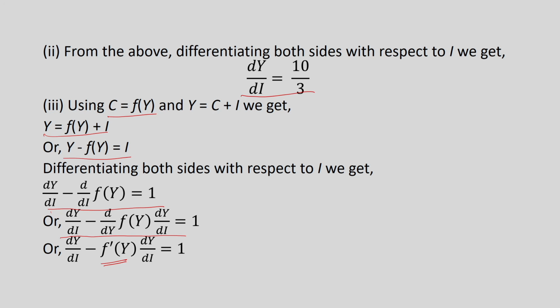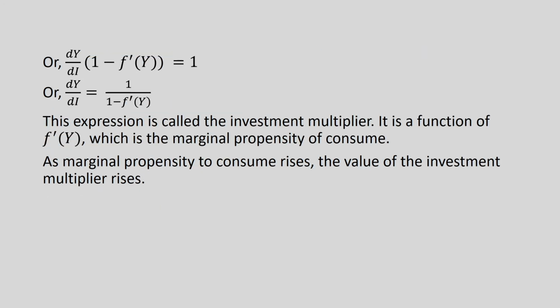So, now I can take dy di common and I get dy di multiplied by 1 minus f dash of y is equal to 1. And so, I divide both sides by 1 minus f dash of y and I get this expression: dy di is equal to 1 divided by 1 minus f dash of y. Now, this is a very important expression in macroeconomics. This expression is often called the investment multiplier.